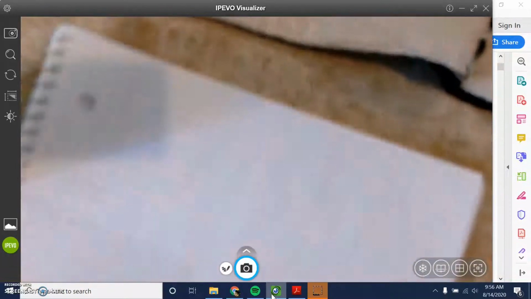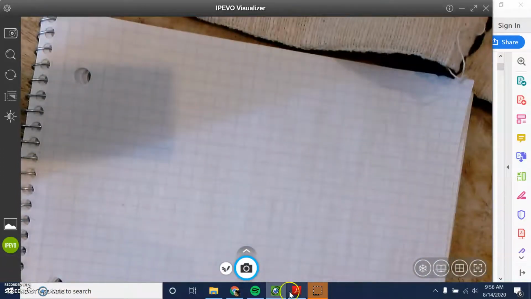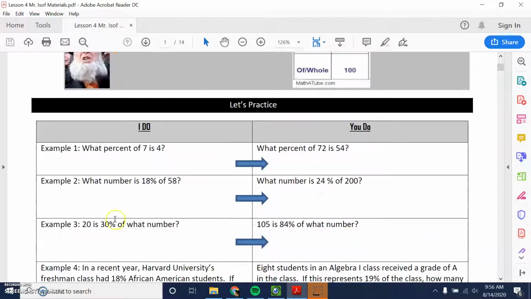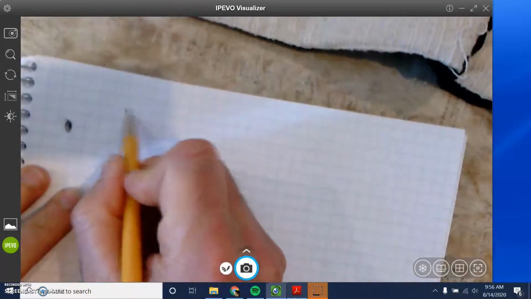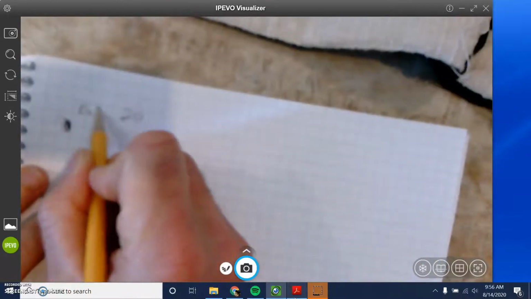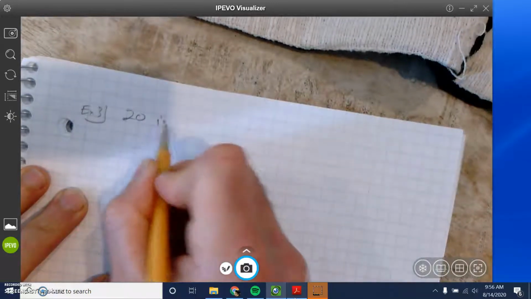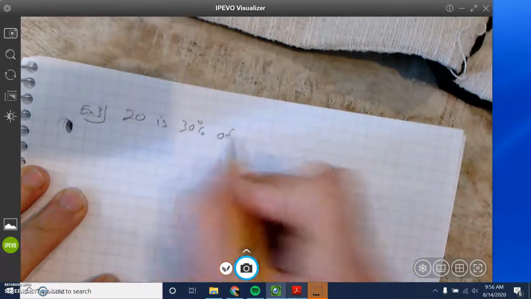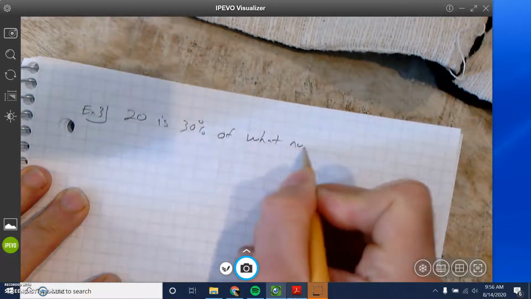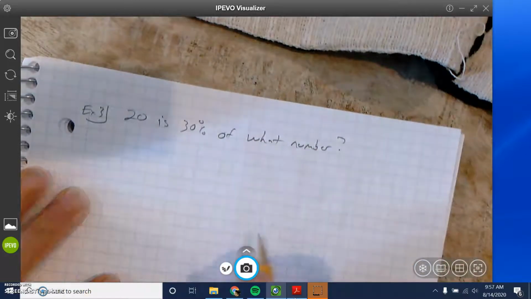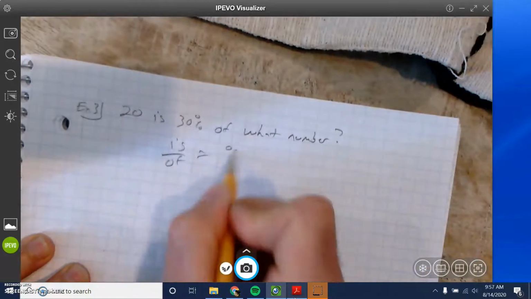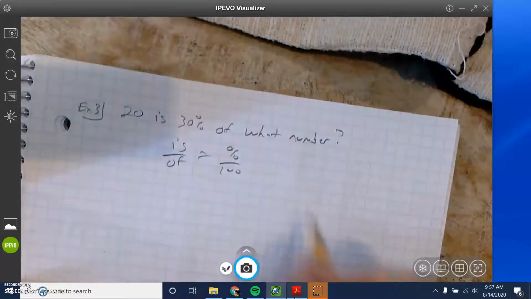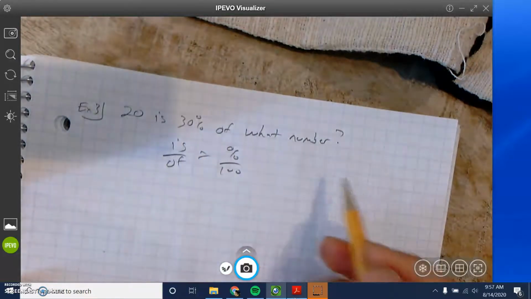Cool. All right, example 3. Let's keep on chugging. Example 3, you're doing good. All right, 20 is 30% of what number? So I'm going to write that down in my notes because when I want to study later, I'm going to have it. This is example 3. 20 is 30% of what number? Okay, so Mr. Isof. Always start with this. Whenever I see a problem like this, I got Mr. Isof. Is over of equals percent over 100.